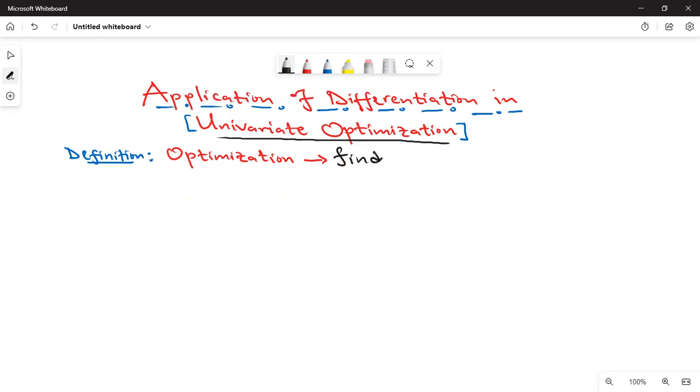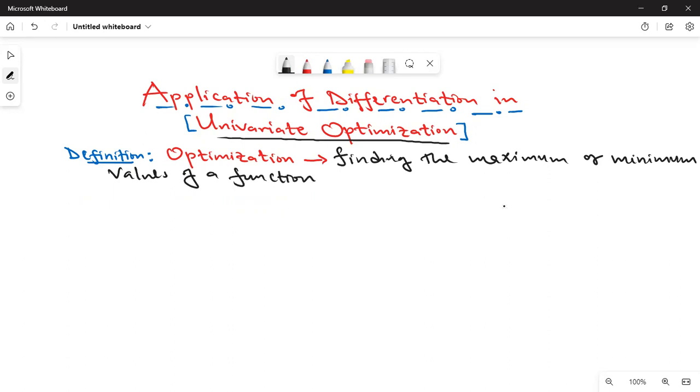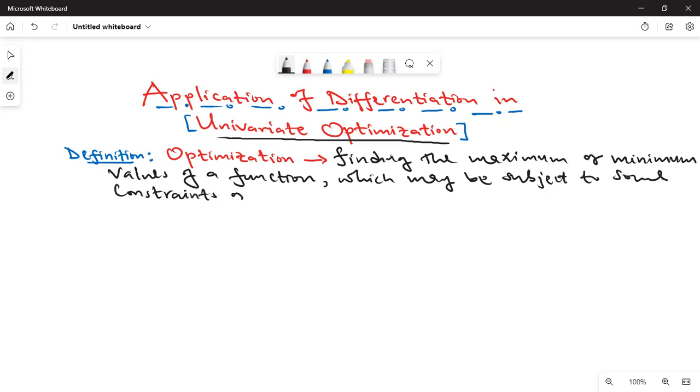So this means finding the maximum or minimum values of a function, which may be subject to some constraints or not.